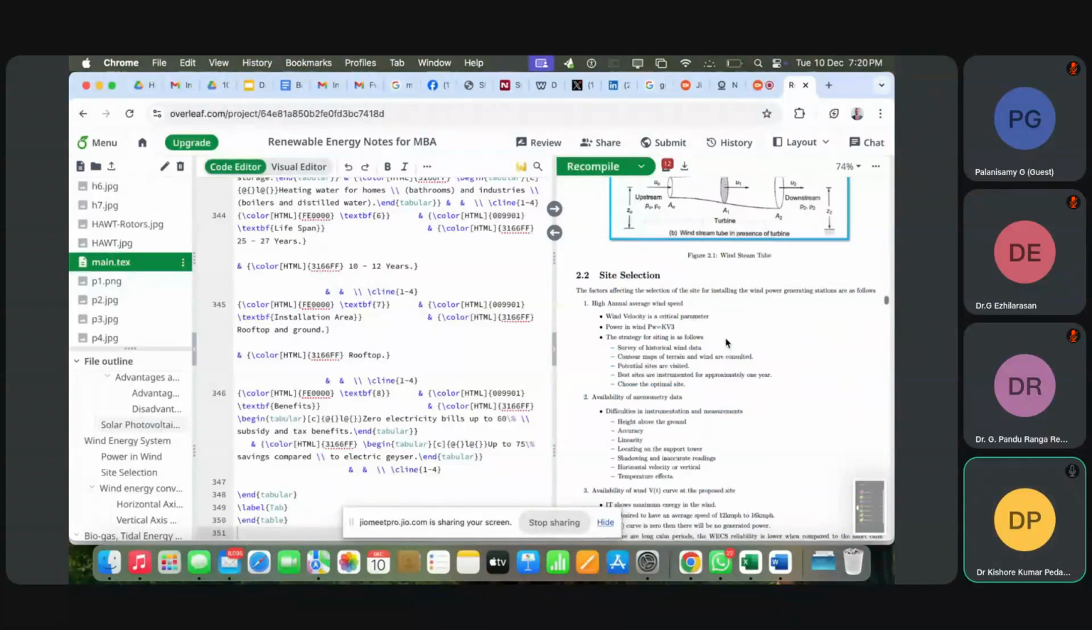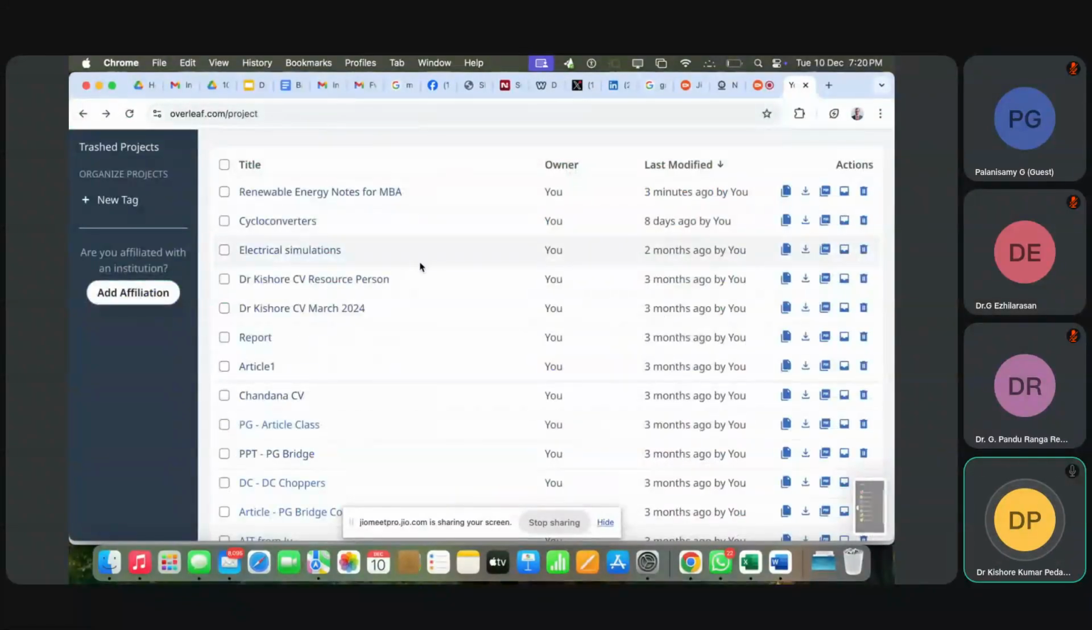Okay, not an issue. So let me go back and show you another beautiful thing. Maybe 10 more minutes are there. What shall I show you? This is also the same, cycloconverters. So this is also in notes only. Electrical simulations. This is also notes, and you can see this CV resume.